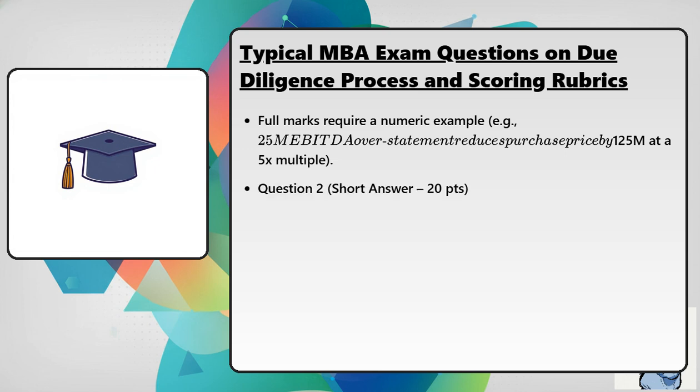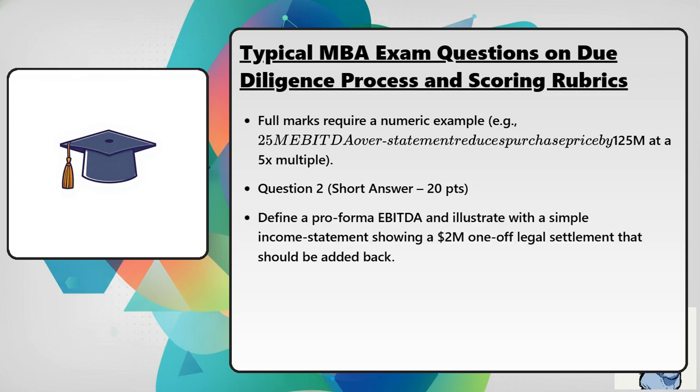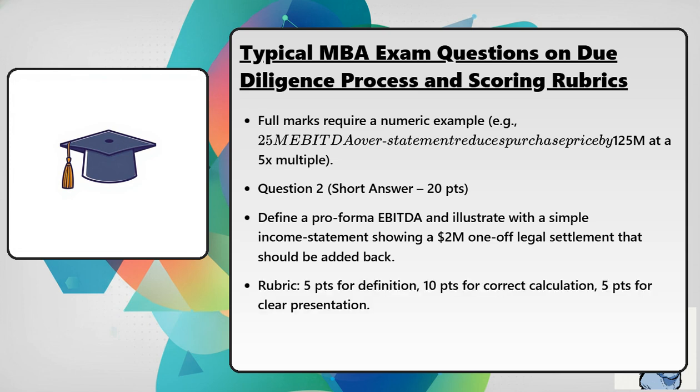Question 2, short answer, 20 points. Define a pro forma earnings before interest, taxes, depreciation, and amortization, and illustrate with a simple income statement showing a $2 million one-off legal settlement that should be added back. Rubric: 5 points for definition, 10 points for correct calculation, 5 points for clear presentation.